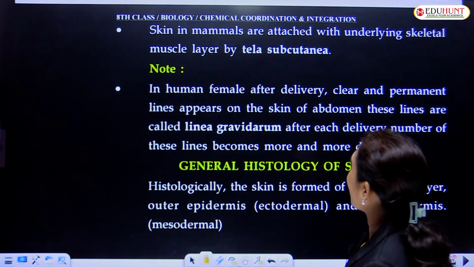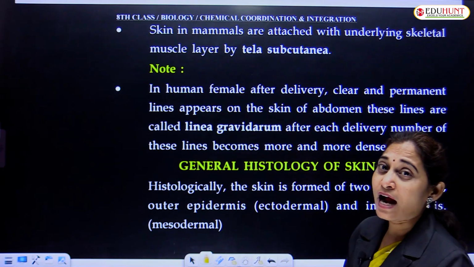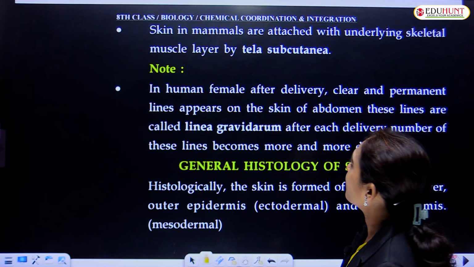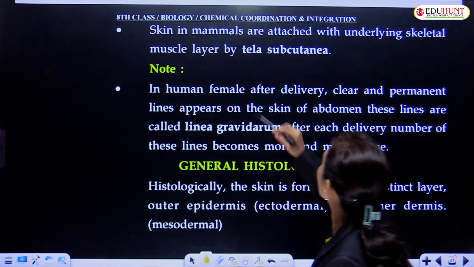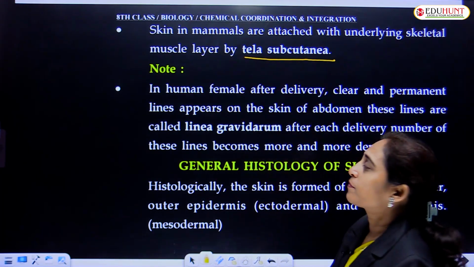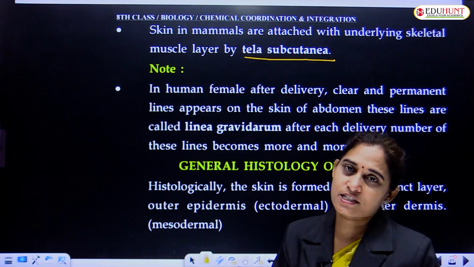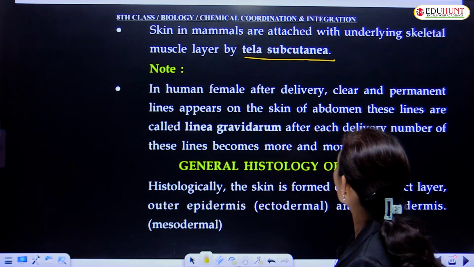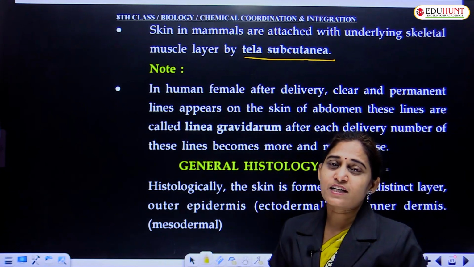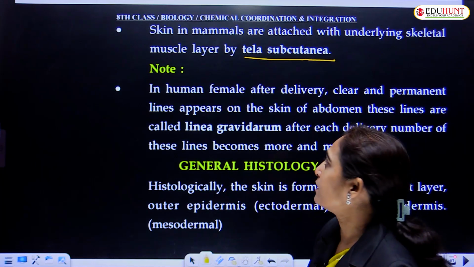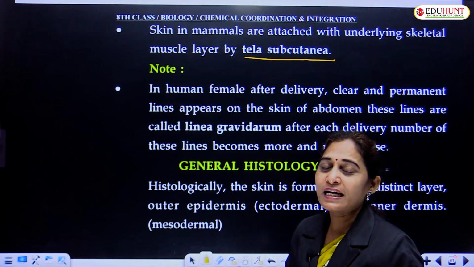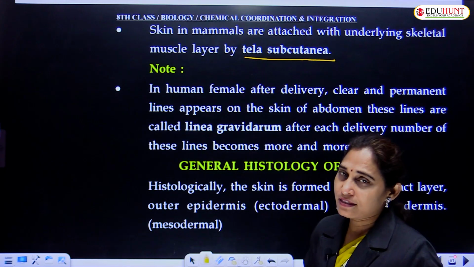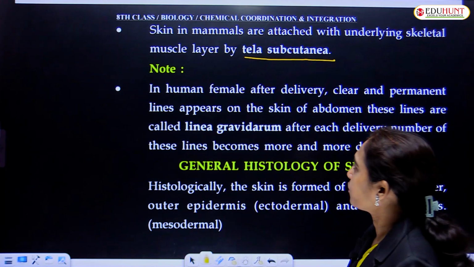Skin in mammals is attached with underlying dermis and even the underlying skeletal muscle layer. That layer is called tela subcutanea. Cutis is skin, subcutaneous means underneath the skin. So tela subcutanea is the connection of the skeletal muscle to the skin. Underneath the skin there are skeletal muscles that are attached to the skin, and this is called the tela subcutanea.